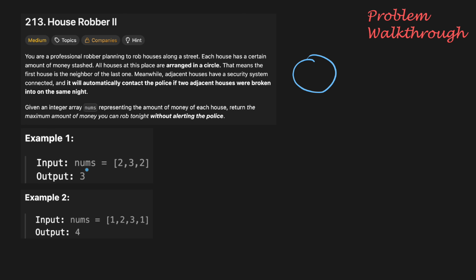Then in example 1, for the given nums array, we have houses in a circle with the amounts 2, 3 and 2. Now, if we rob house 0, we cannot rob house 1 and 2 as these houses are adjacent to house 0. Similarly, if we rob house 1, we cannot rob house 0 or 2. And the maximum amount we can rob will be from house 1, which will give us the amount equal to 3.